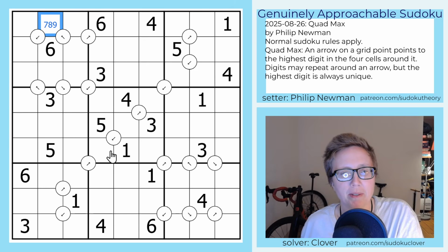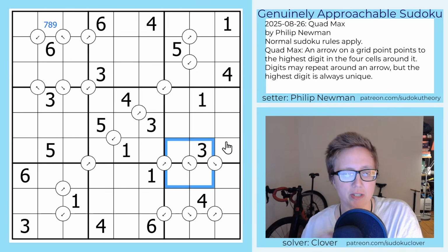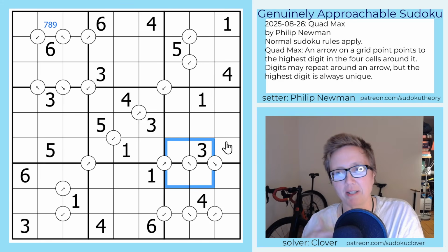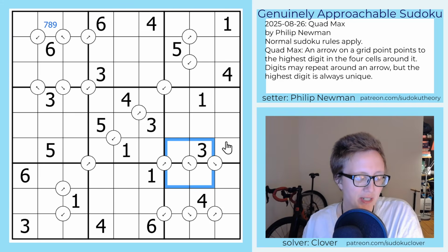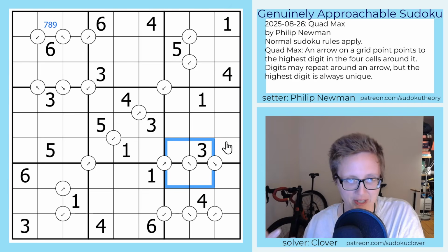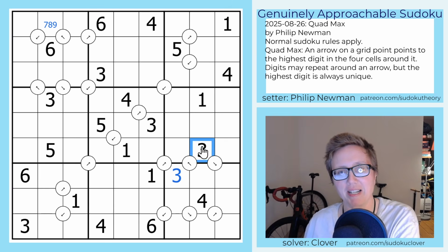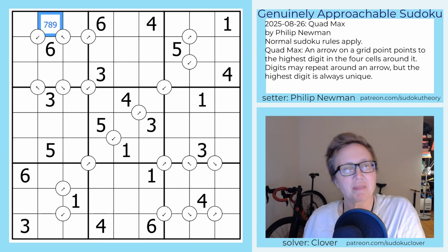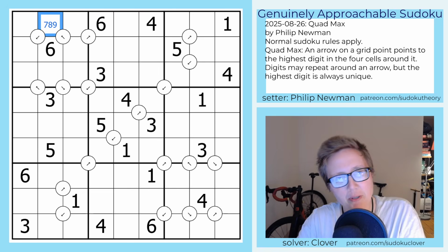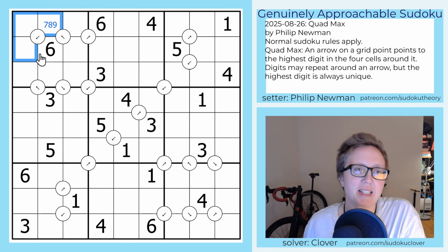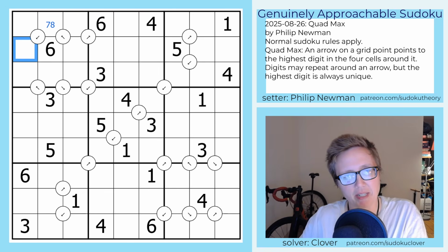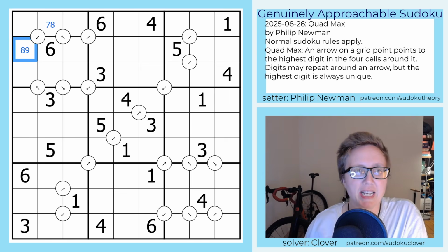The one thing to note about this, some of our arrows are on region boundaries, like this one or like this one. In that case, the highest digit is always unique. So if there, for instance, is a 9 that the arrow is pointing to, there can't be another 9 somewhere else in those 4 cells. There has to just be one unique digit. But the other smaller digits aren't necessarily unique. Like this could be a 3, for example, and that would be fine even though there are 2 3s there. So I placed that 7, 8, or 9. It actually can't be a 9 because it is not the highest digit out of these 4, so it can only be a 7 or 8, and then that's going to be an 8 or a 9.